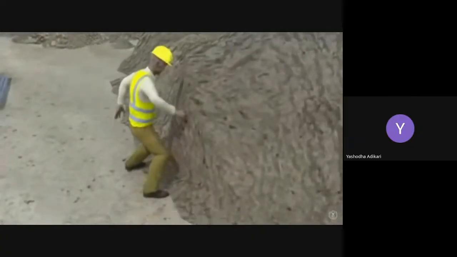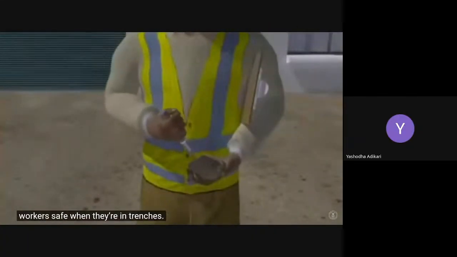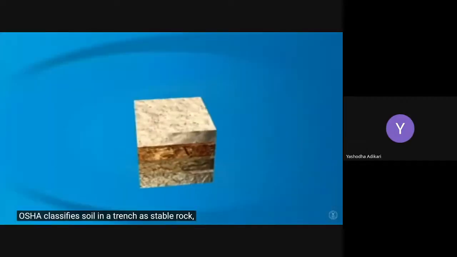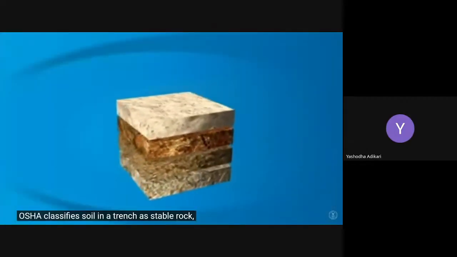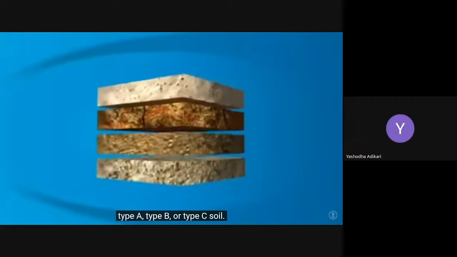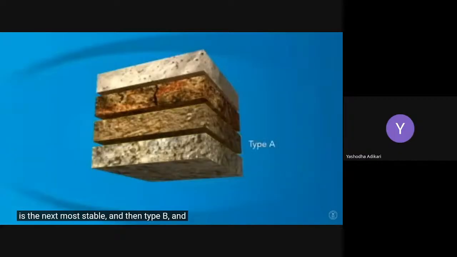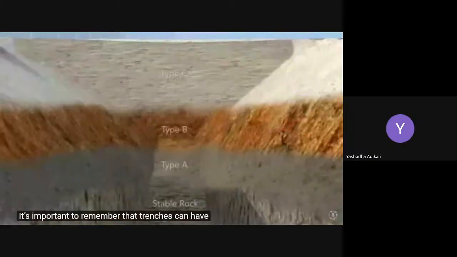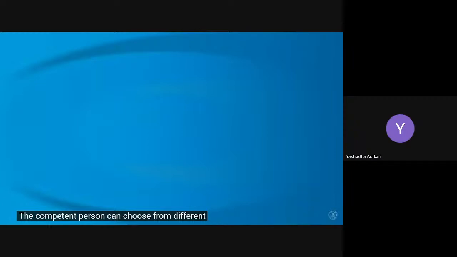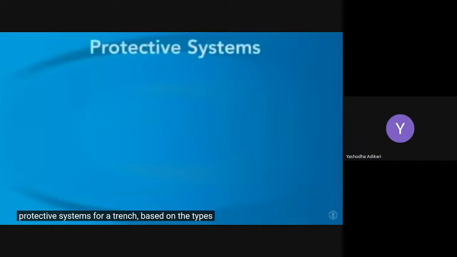If a person knows the soil types, they can pick the right protective system to keep workers safe when they're in trenches. OSHA classifies soil in a trench as stable rock, type A, type B, or type C soil. Stable rock is the safest soil for a trench. Type A is the next most stable, and then type B. And finally, type C soil is the least stable. It's important to remember that trenches can have different types of soil based on depth and climate conditions. The competent person can choose from different protective systems for a trench based on the types of soil found.